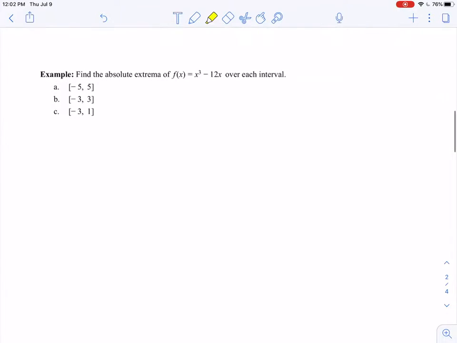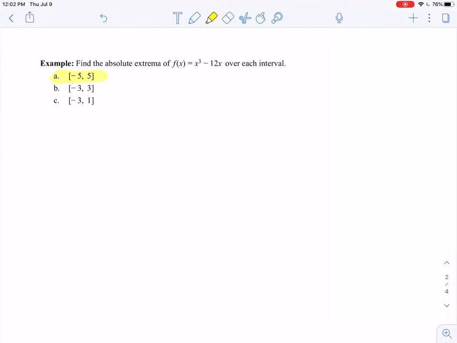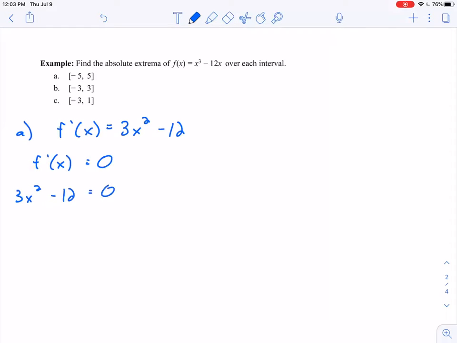Well, if I look at just part A right here, I have the endpoints of my interval. I just need to go find the critical numbers now, and then I can just test all of the critical numbers that I have along with the endpoints. So I'm going to start by finding the critical numbers, which means I need the derivative. So f prime of x is equal to 3x squared minus 12. If I want to find critical points, I want to take my derivative, set it equal to 0. I have 3x squared minus 12 is equal to 0.